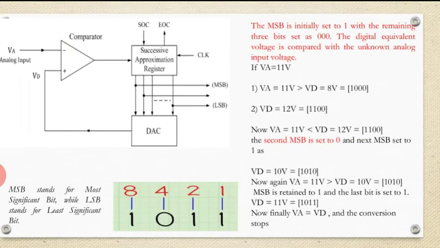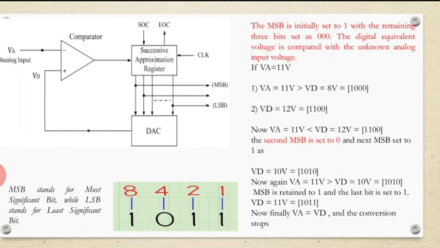Let us assume that the MSB is initially set to 1. Now I am explaining the working, how it works. Assume a 4-bit ADC. If the MSB is set to 1, the remaining 3 bits are 0, 0, 0. So hence it becomes 1000.